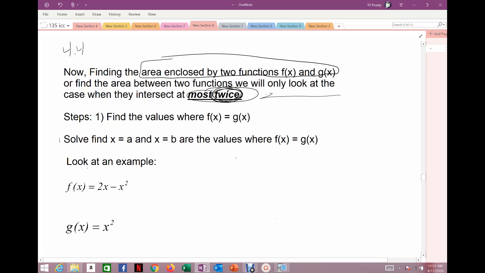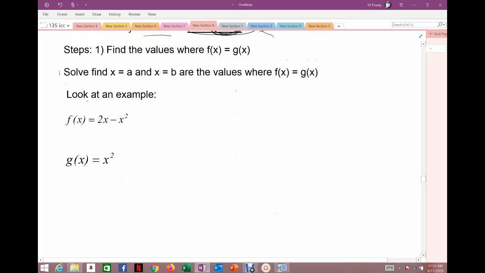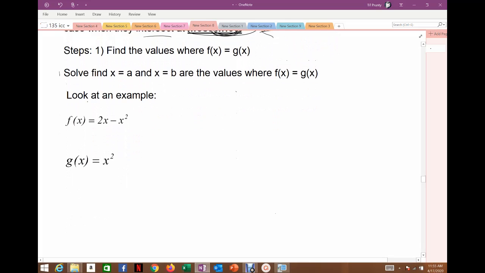And so that's sort of the new part, right? They're going to intersect. And so I'm going to go through an example. It's going to be very similar to what we did last time. The new part is that I have to find where the two values intersect. All right, so the first step, which is the new step from what we did last time, is find where my function f of x is equal to my function g of x, right? This is where they intersect.